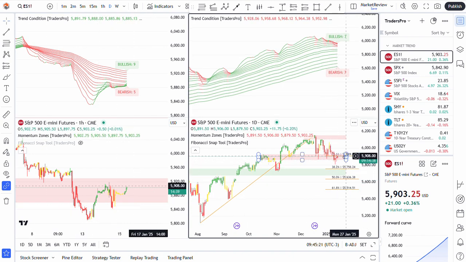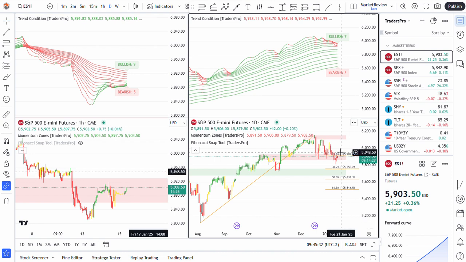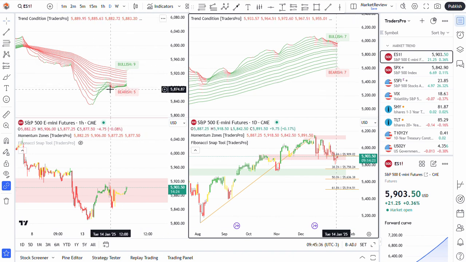support area. It's now broken down. I've turned that to red. This demand block, which is now a supply block, looking for a resistance area here. If we can break back up above that 59.09 area and hold that level, we could see some strength in this 1 hour time frame.